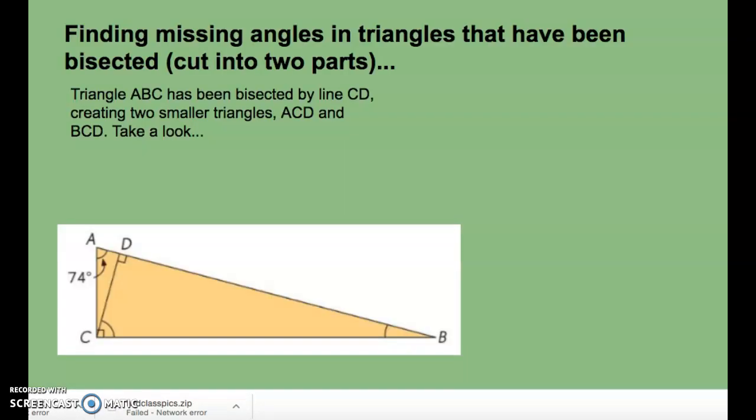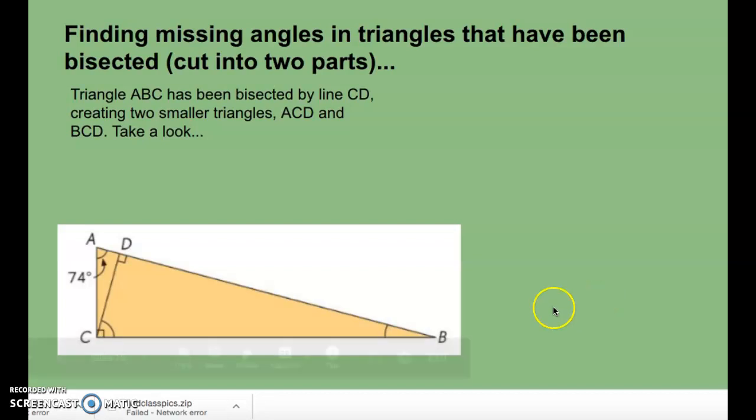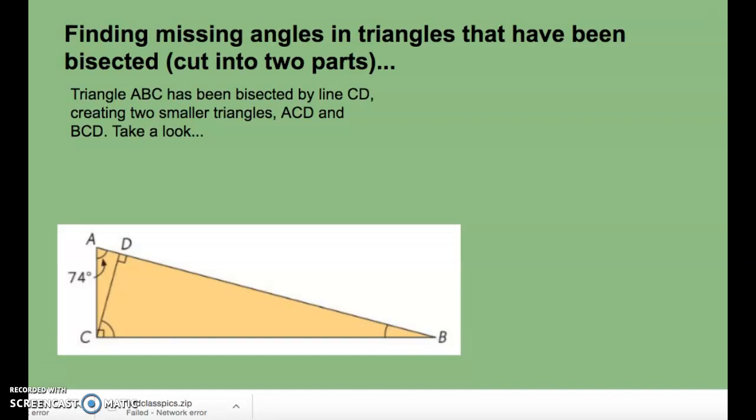Here's something you may or may not have seen before. It's one big triangle, ABC, that has been bisected by line CD to make two smaller triangles within it. We have triangle ACD inside that big triangle. We also have triangle BCD within that bigger triangle. Take a look.